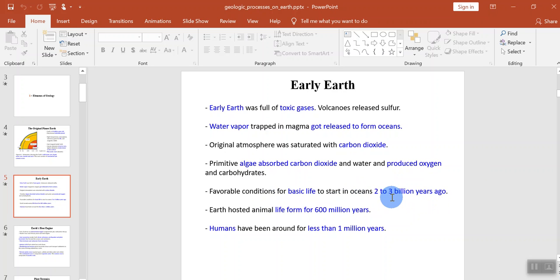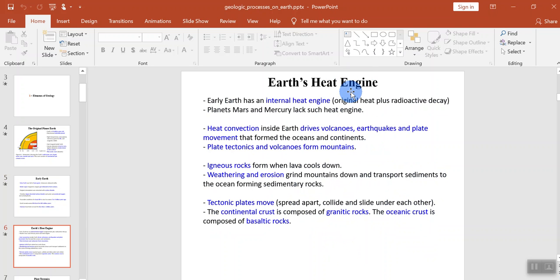It started in the ocean. Earth hosted animal life for some 600 million years, the last 600 million years. Complex life. Humans have been around for about 1 million or so years.